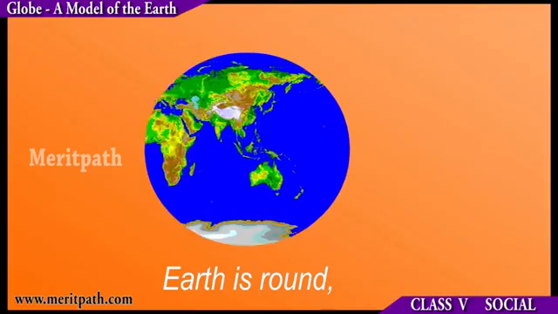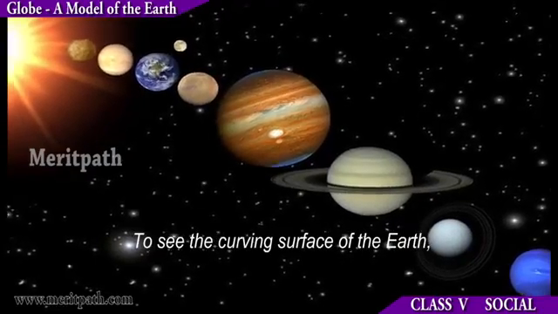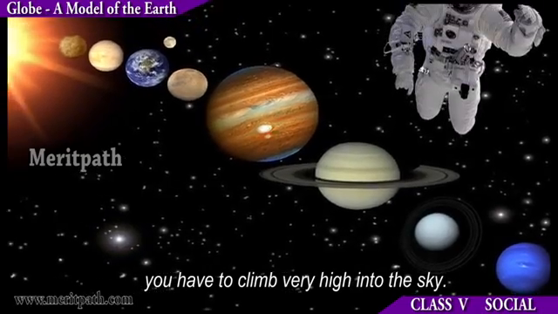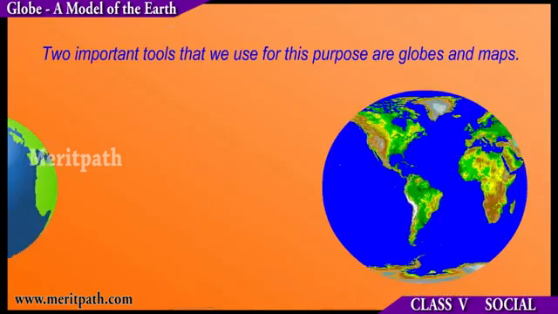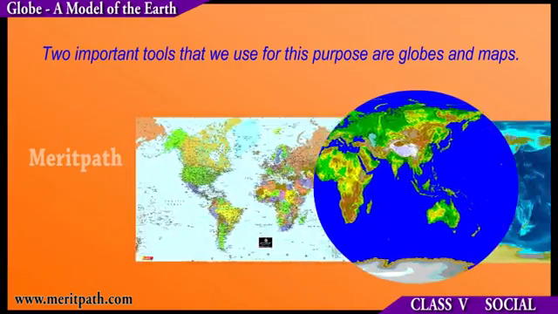Earth is round, but it appears to be flat, since it's much bigger than us. To see the curving surface of the Earth, you have to climb very high into the sky. Geographers have developed different means of representing the Earth on a smaller scale to make its study easy. Two important tools that we use for this purpose are globes and maps.